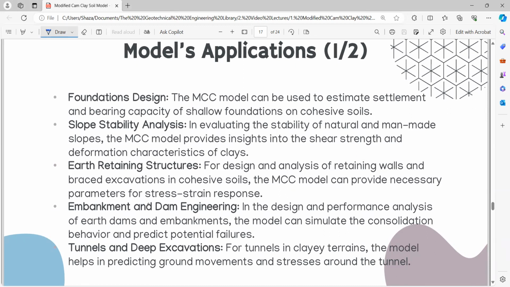It can also be used to analyze the stress-strain response of earth-retaining structures such as the retaining wall. It can be used to simulate the consolidation behavior and predict the potential failure of embankments and dams. It is also applicable in the design and analysis of tunnels and deep excavations.